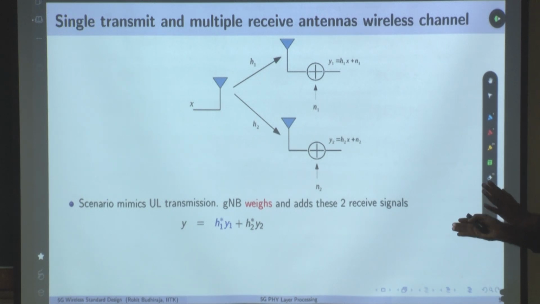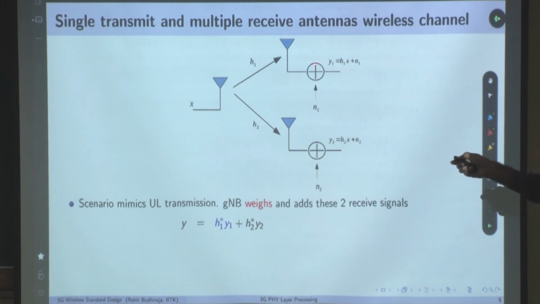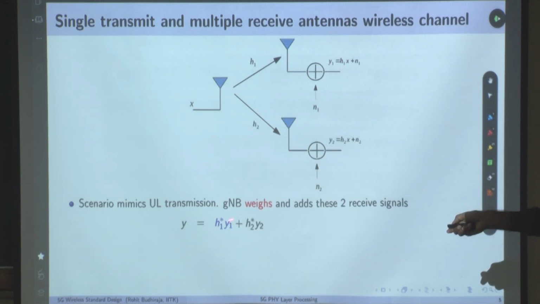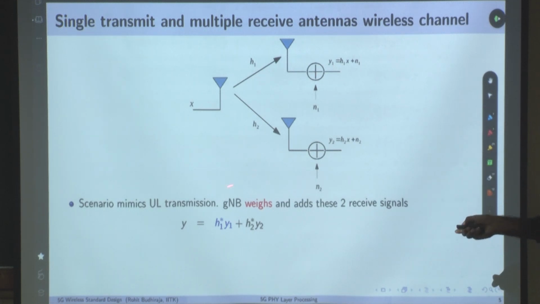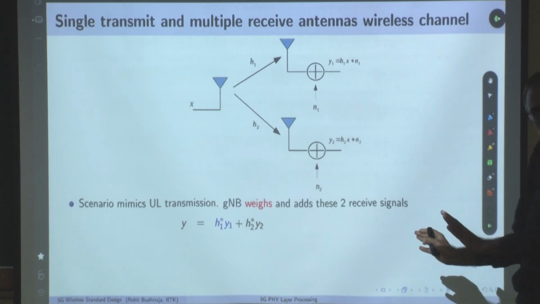Weighing is the importance, and how much importance is given is proportional to the channel it is observing. If the channel is bad, if h1 is low, it will get lower importance, if h1 is high, it will get higher importance. And the worst case was h1 is 0, and it is giving 0 importance to it. So it is weighing this signal according to the strength of the signal it has received. Lower strength signal, lower importance; higher strength signal, higher importance, that is all.